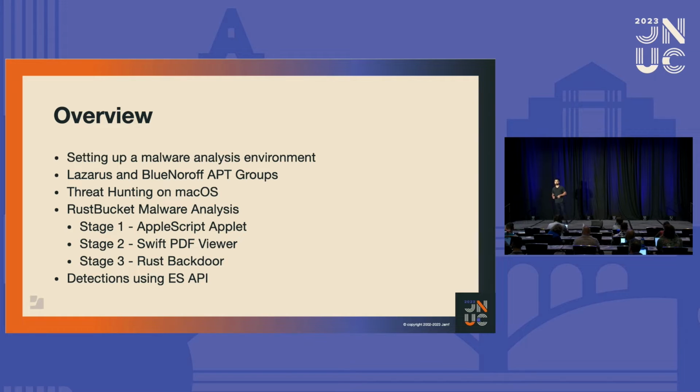This is actually attributed to the BlueNoroff APT group, and how we identified the first stage, which is an AppleScript applet, which we'll get into shortly. And then stage 2 as well, we'll look into that, a Swift PDF viewer, stage 3, the Rust backdoor, and then finally we'll take a look at some detections leveraging Apple's Endpoint Security API. And then if we have time, I want to look at JokerSpy malware as also a more recent malware attributed to the BlueNoroff group.